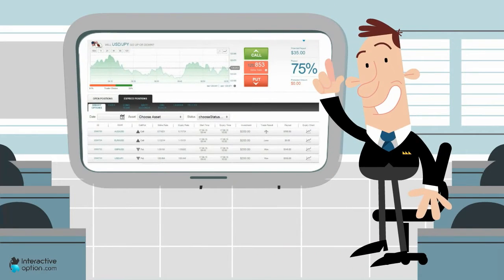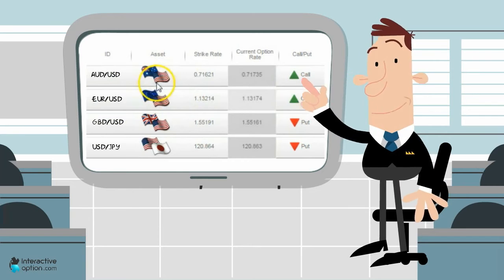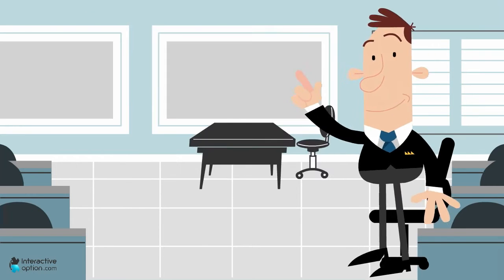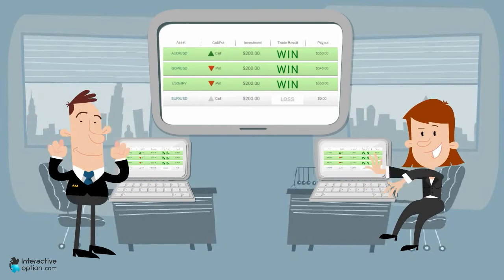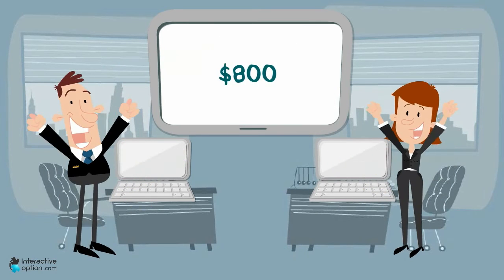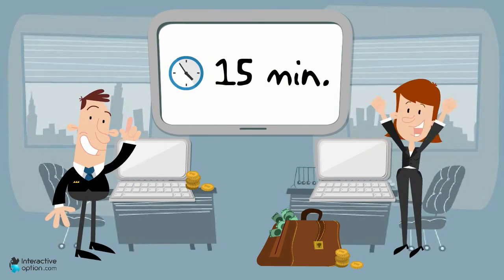And I used the same support and resistance approach to open 3 more trading positions on the euro versus the US dollar, the British pound versus the US dollar, and the US dollar versus the Japanese yen. And thanks to this easy trading approach, I won 3 out of 4 of my trades. That's how I turned $800 into $1,048 in only 15 minutes.